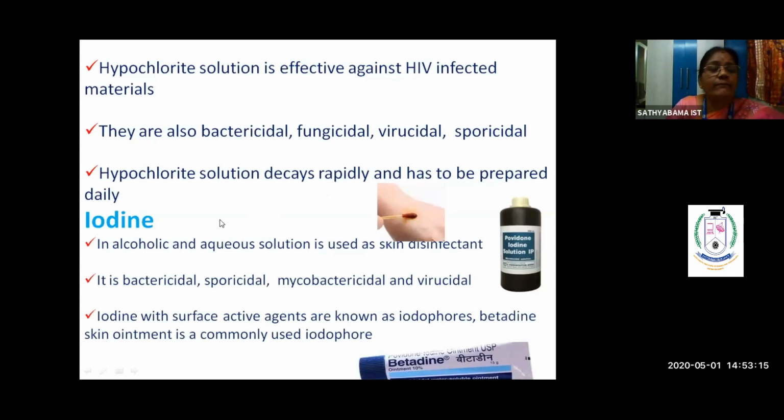Then next is the iodine. Iodine, you all know, is a commonly used skin disinfectant. It is bactericidal, sporicidal and is effective on mycobacteria. It is also virucidal. Iodine, when it is combined with a surface active agent, is called an iodophore. So the best example for the iodophore is Betadine skin ointment that is being used by us at homes also for any wound.